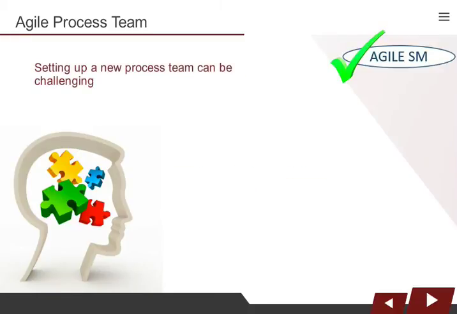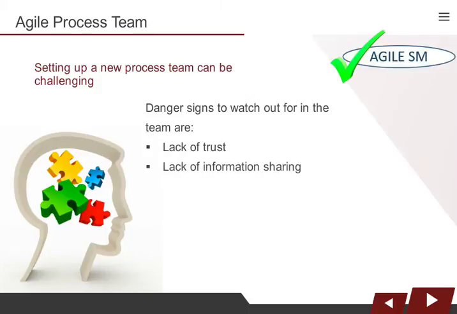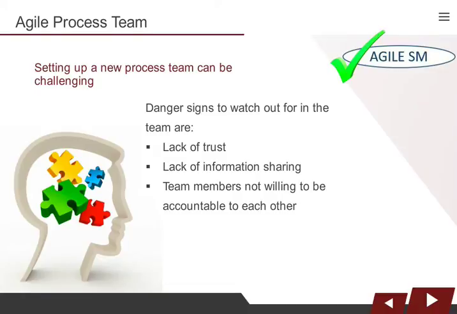Setting up a new process team, which will be self-organizing and empowered, can be challenging, particularly if the organization isn't used to working in that way. Team members may be nervous about the idea of being accountable to each other as part of their daily work. Some danger signs to watch out for in the team are lack of trust, lack of information sharing, team members not willing to be accountable to each other, internal politics and infighting.